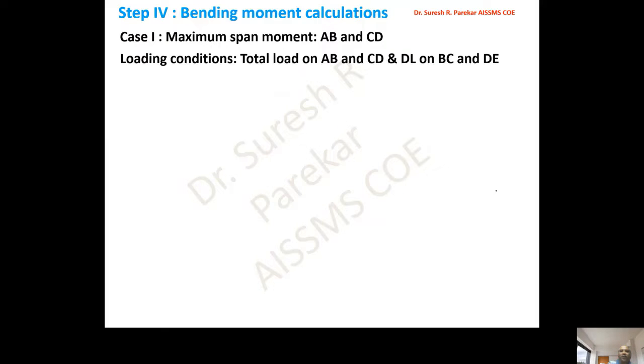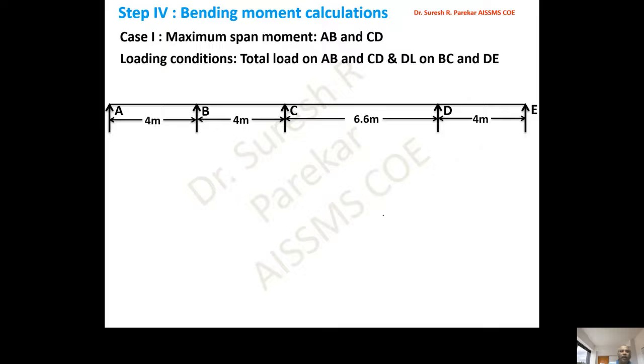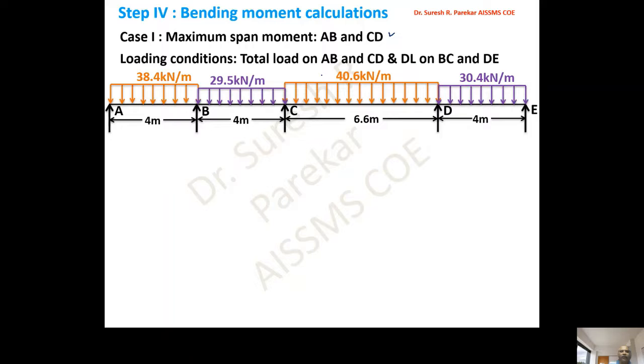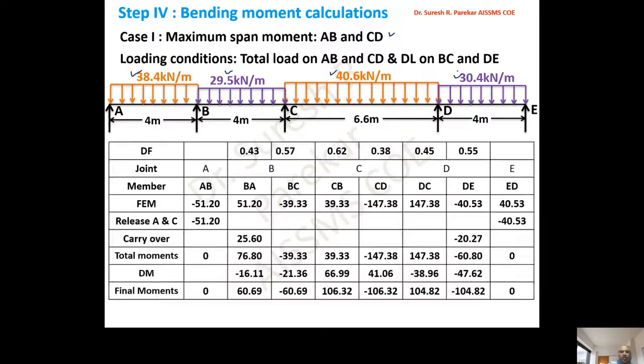Now maximum span moment AB and CD. So now we have to find AB, then we have dead load plus live load on AB, then we have alternate. BC we have only dead load, CD dead load plus live load, and D we have dead load. So automatically we are going to get span moment on AB and CD at a time. So now we will put the values in this. So we will have this total load 38.4. This is dead load. This is total load, and then this is dead load. And then we can have distribution table, moment distribution table.